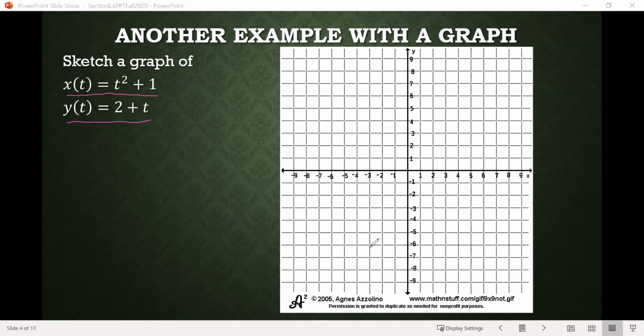And we're asked to sketch a graph of this. We're going to start by doing this by hand, but then we'll see how this can be done using technology in the next video. So to do this, what I'm going to do is set up a table.